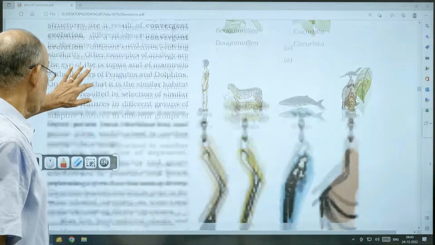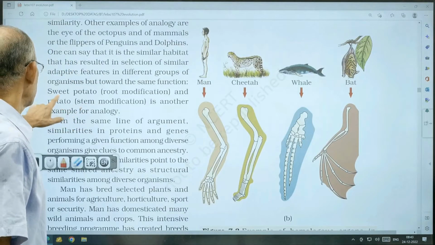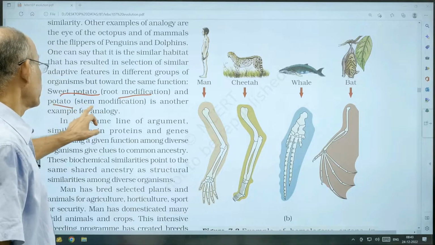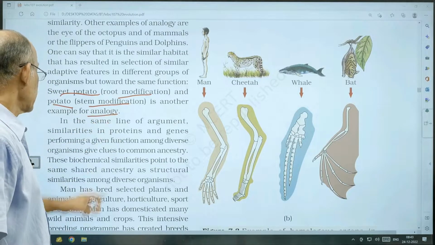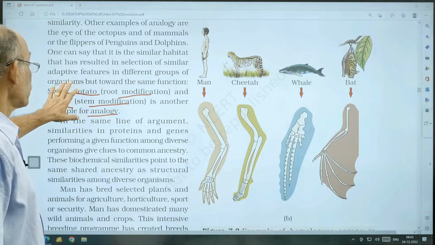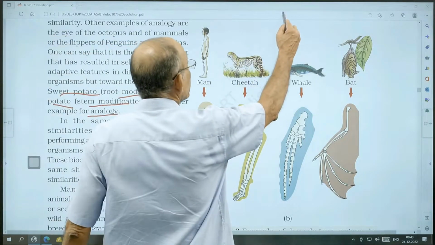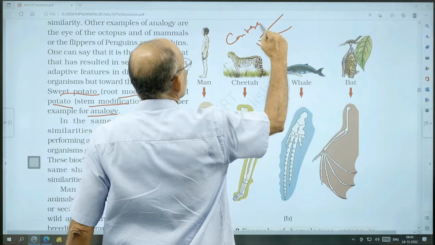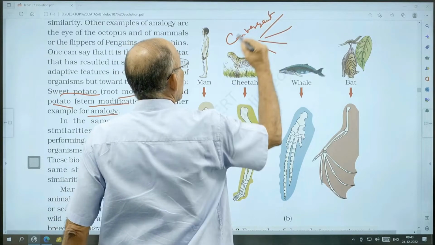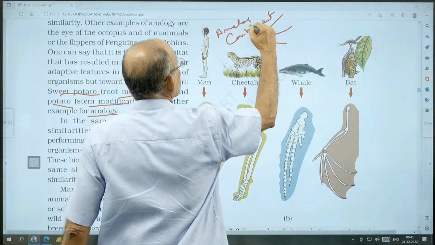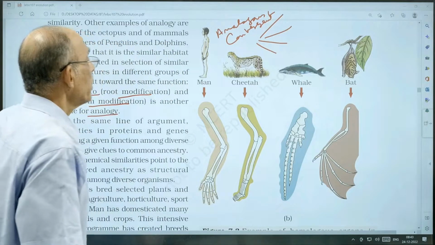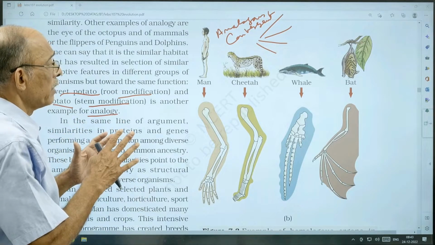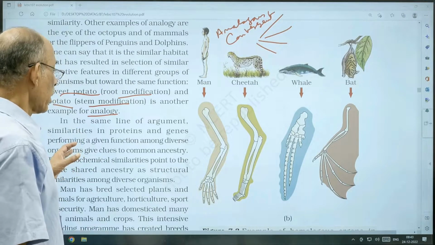And another example from the plant side is the sweet potato. It is an adventitious root modification, whereas potato is a stem modification. These are analogous structures, as both developed to store food materials. So analogous structures mean convergent evolution. Just opposite to the homologous condition, they are anatomically and embryologically different structures modified to suit similar environmental conditions.